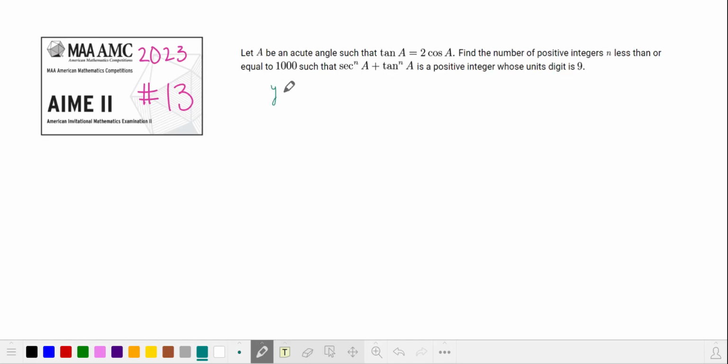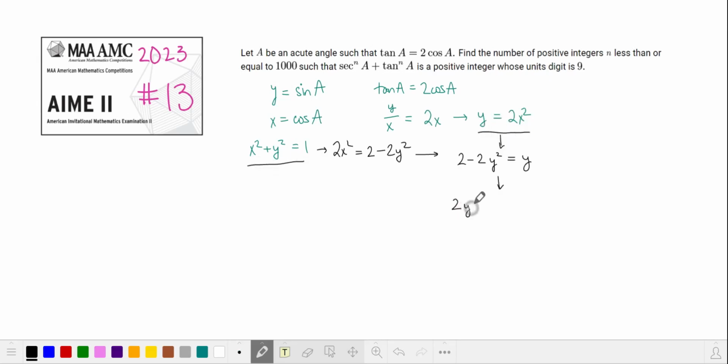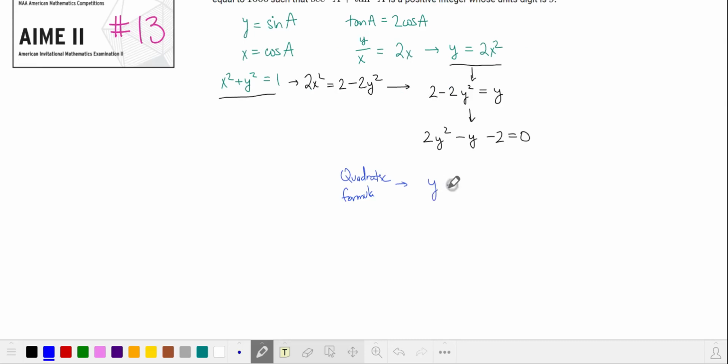We'll let y and x be the sine of a and the cosine of a. So we have x squared plus y squared is equal to 1, and we'll substitute into the given equation. Tangent is y over x, and this is equal to 2x, so we'll solve for y. We'll combine these two equations to get this quadratic. We'll use the quadratic formula to solve for y.